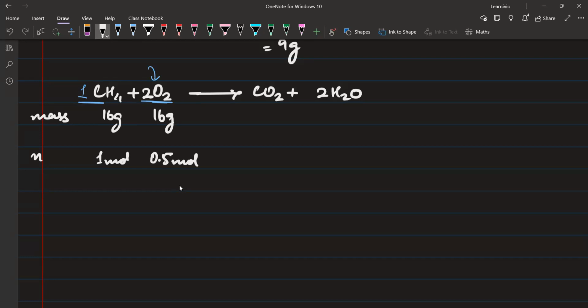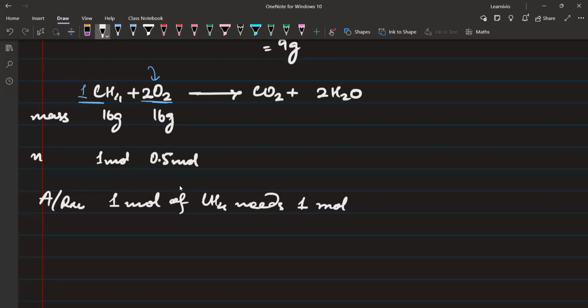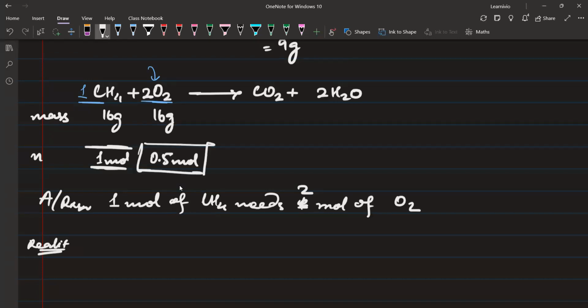So I'm writing here. You don't need to write. Please understand. According to the reaction, 1 mole of CH4 needs, oh sorry, my bad, 2 moles of O2. This is according to the reaction. What is the reality? The reality is we have 1 mole of CH4. So if we have 1 mole of CH4, we needed 2 moles of O2, but how much do we have? 0.5. Okay? So you can understand.